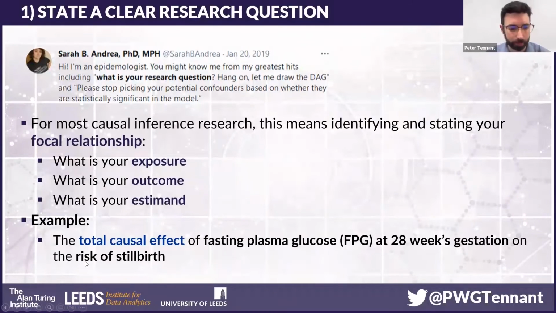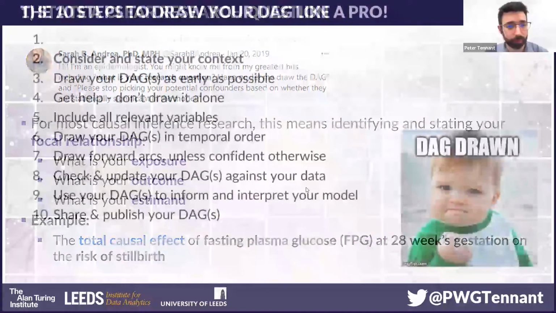So just to give an example from my own research, this would be the total causal effect, that's my estimand, of fasting plasma glucose at 28 weeks gestation, that's my exposure, on the risk of stillbirth, that's my outcome. There we go. I've given you a research question in causal inference terminology. Of course, I can write that in a far more sophisticated way, but at the end of the day, that actually tells you all you need to know.